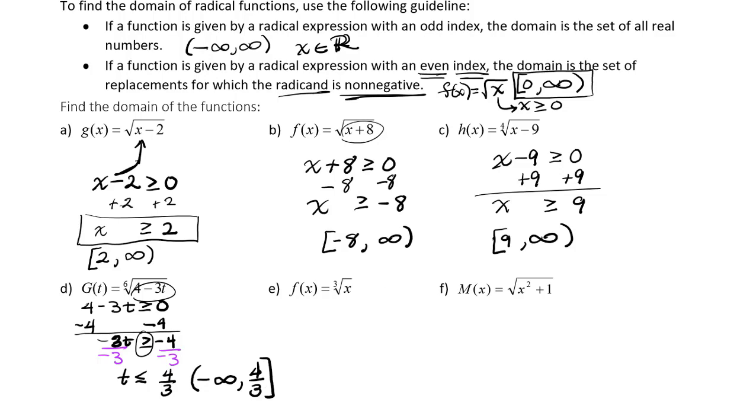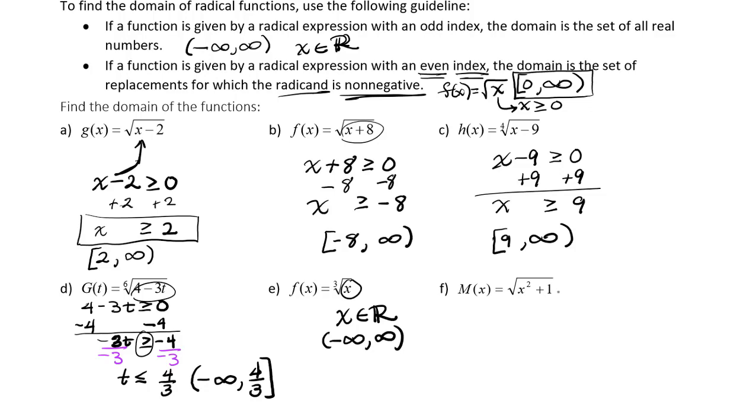Now let's look at the cube root of x. X is in an odd index radical. So we know that x can be an element of the real numbers, or the domain is -infinity to infinity. Because it is an odd index, this is true. Finally, we have the square root of x squared plus 1.